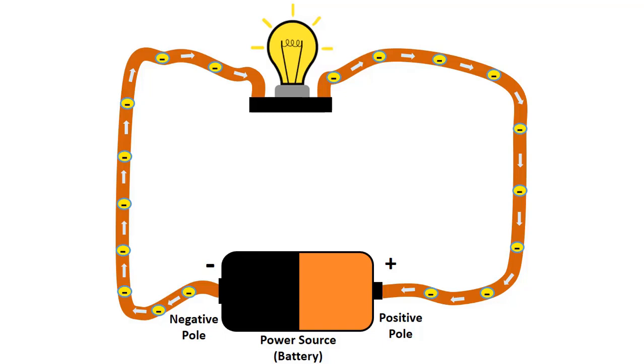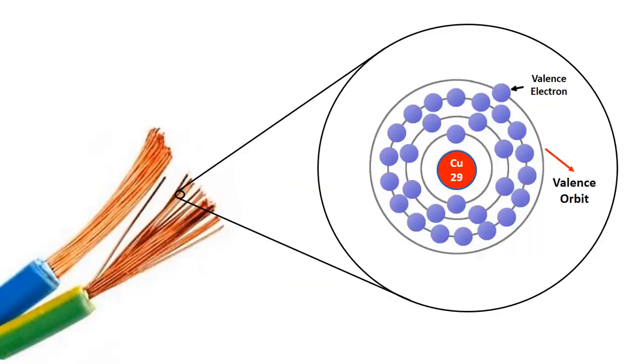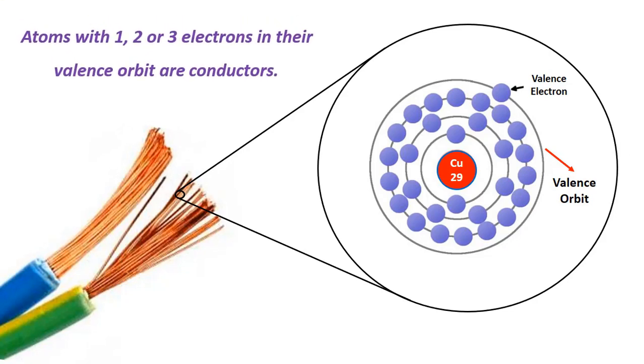Let's see together. First of all, according to the Coulomb law, everyone knows that opposite charges attract each other and the same charges repel each other. To understand how the electrical current is formed, we need to know the atom's electron configuration. Our cables carrying the current in the circuit are conductive cables. What is the conductor then?